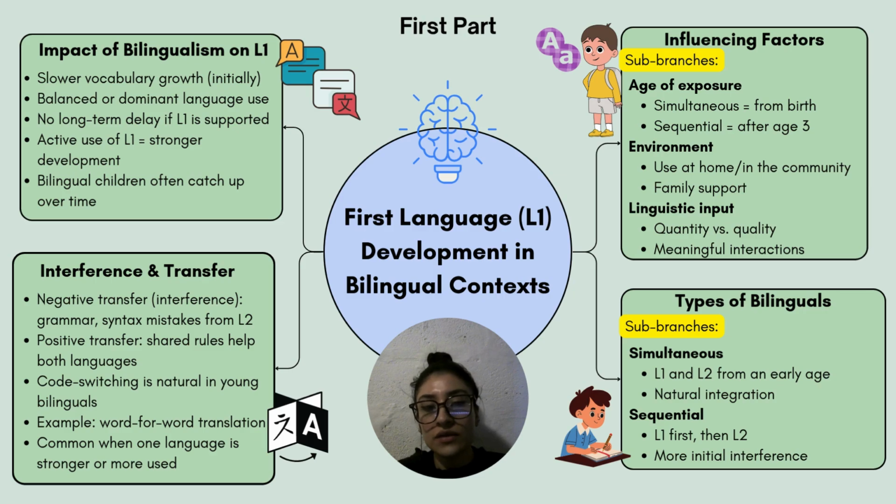In conclusion, bilingualism affects L1 development in multiple ways, but with early exposure, strong input, and family support, children can grow up with high competence in both languages.